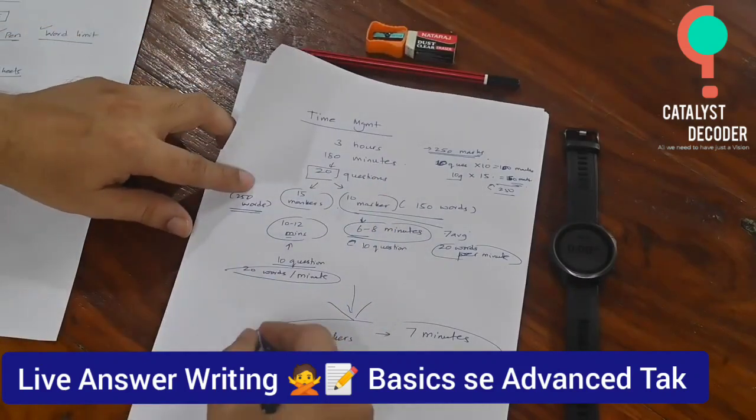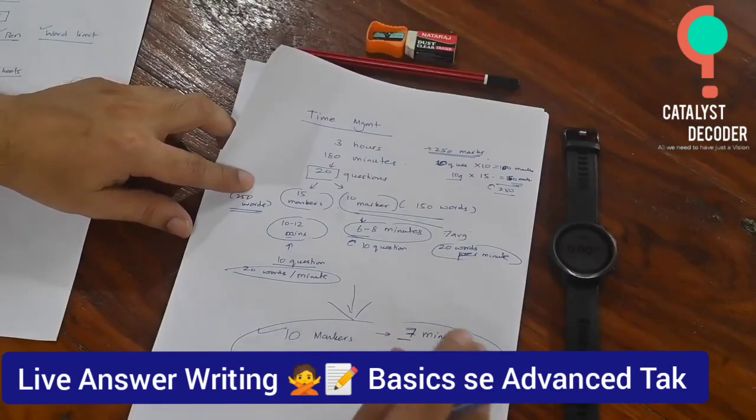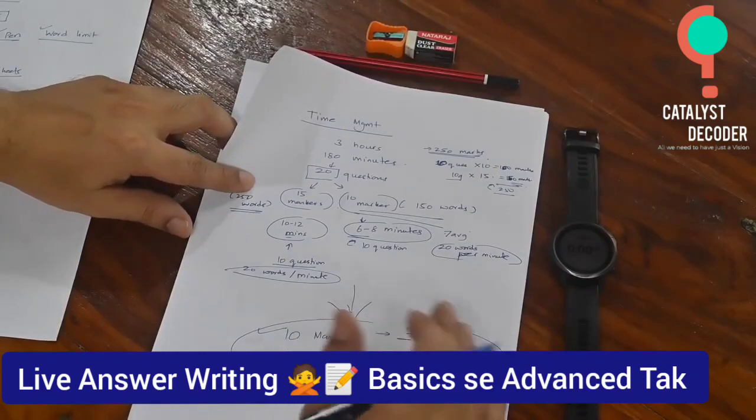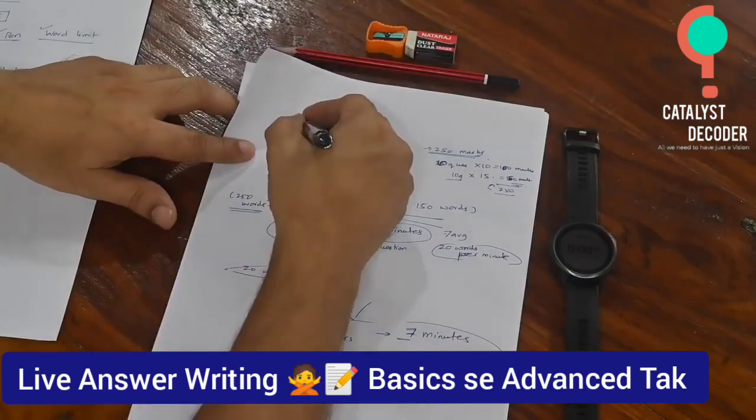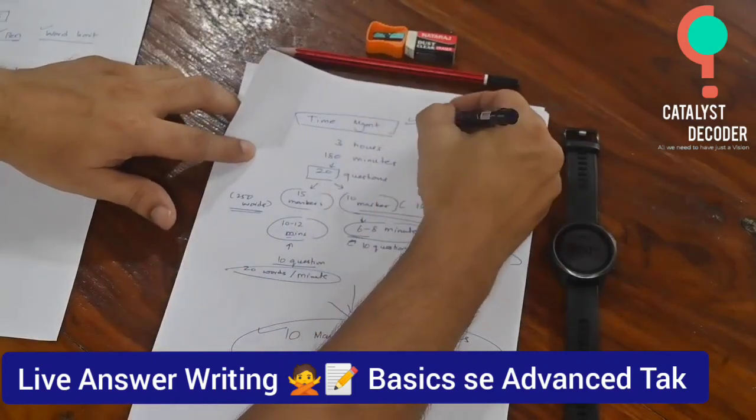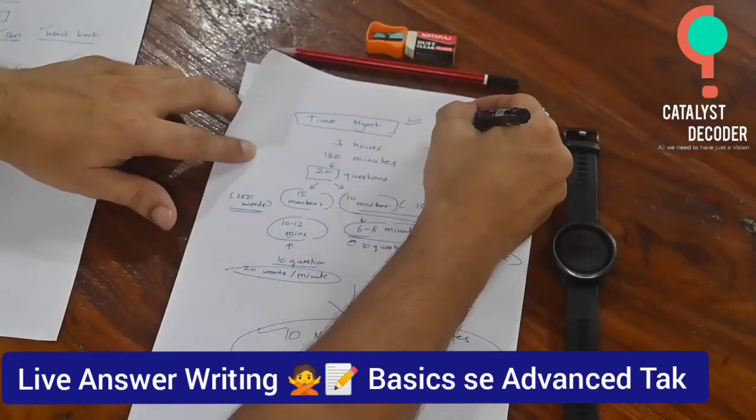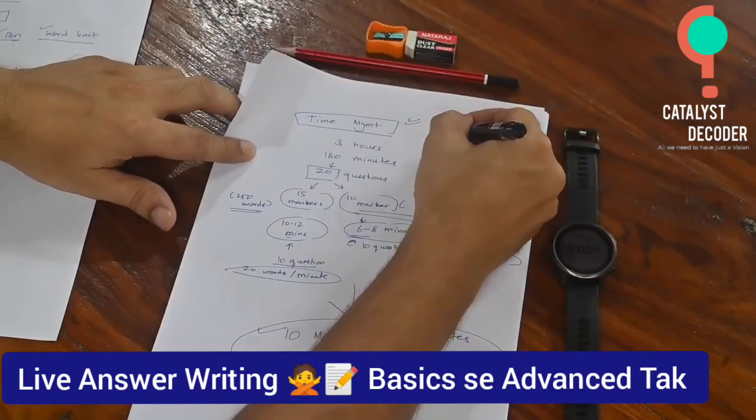Okay, so 10 markers we will do in 7 minutes. 15 markers we will do in 12 minutes or 11 minutes each. Okay, even then after that you will have some time left. This is how you manage your time and this is how you manage your writing speed.